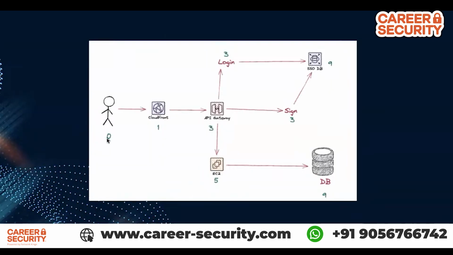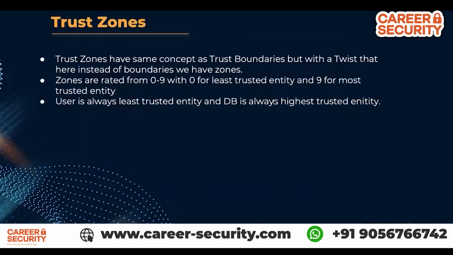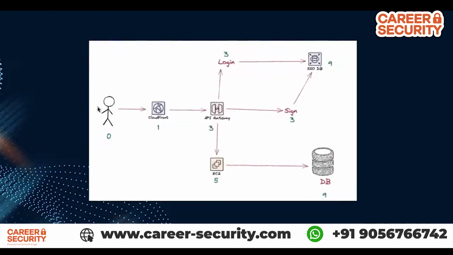It's the least trusted entity among ours, something that we can trust extra, more as compared to the CloudFront. Then there's a login functionality which belongs to the API gateway, that's why we give it 3. Sign up functionality, again 3. Then EC2 instance we give 5. DB we give 9, and SSO DB we also give 9, which I already mentioned. The DBs have the highest trust, and the user is the least trusted entity.